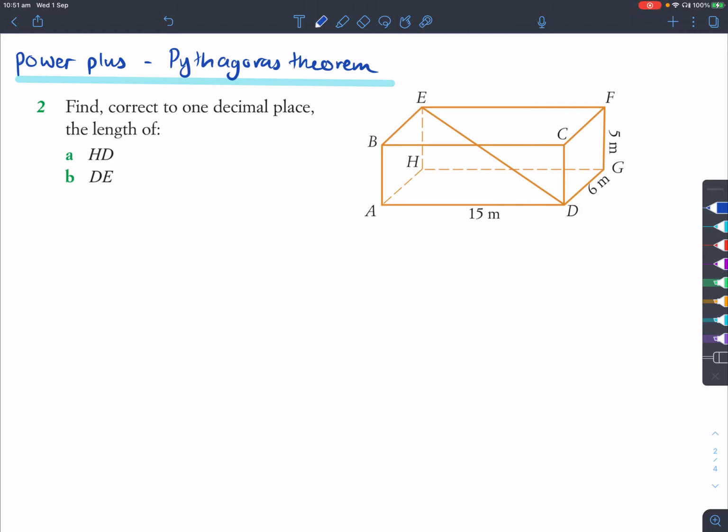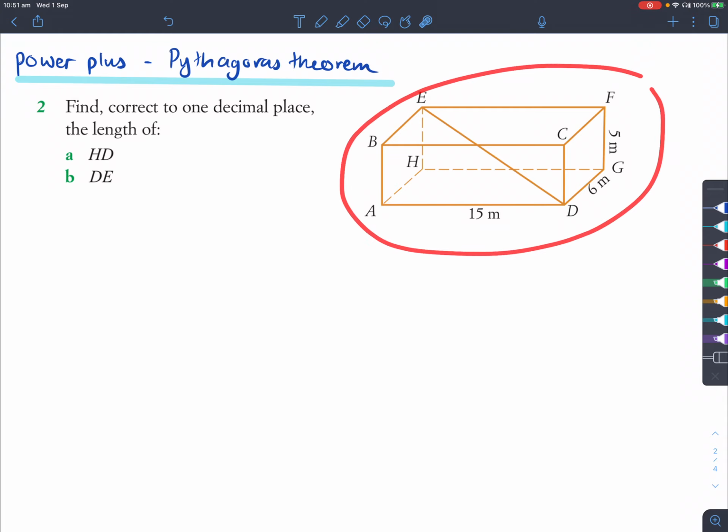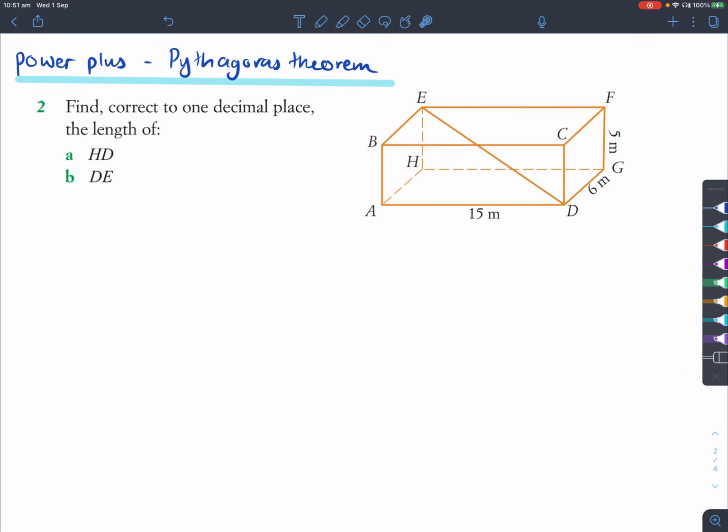In this video, I'll be dealing with a question to do with Pythagoras theorem problems, which doesn't really have a right angle triangle that is present yet, but you'll see later on. This is one of the interesting questions I really like because, in this rectangular prism, you can see there are no right angle triangles, but we can create a lot of them. So question 2 says, find, correct to one decimal place, the length of HD.